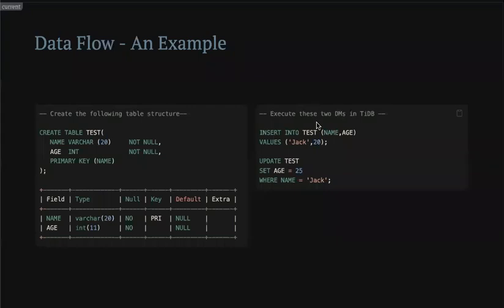This is an example. We can create a table named test. It has 2 columns. The first one is name, and you can see it's a primary key. The second one is age. It's just an integer. We insert a row into the table, and then we update that row so we can trace the data flow in the table pipeline. But before that, let's check the real data structure in TiKV because we get data from TiKV. By the way, those two DMLs are executed in different transactions, so at different times.